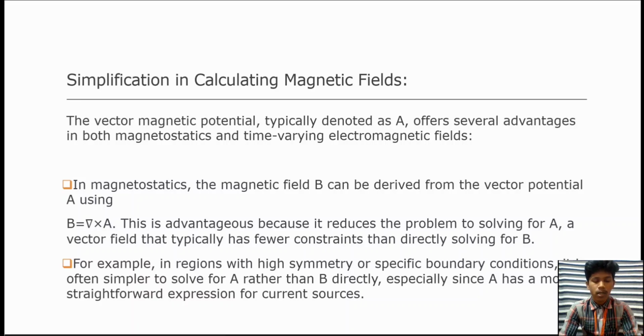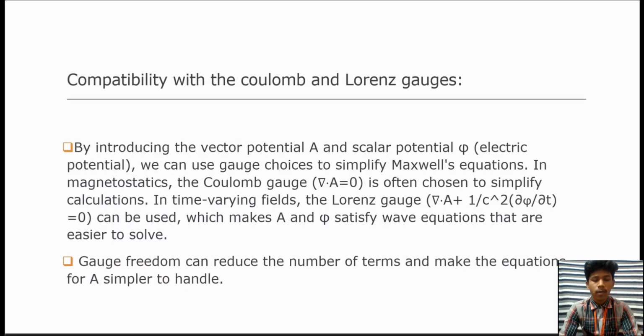For example, in regions with high symmetry or specific boundary conditions, it is often simpler to solve for A rather than B directly, especially since A has a more straightforward expression for current sources. And the compatibility with the Coulomb and Lorentz gauges: by introducing the vector potential A and the scalar potential phi, which is an electric potential, we can use gauge choice to simplify Maxwell equations.